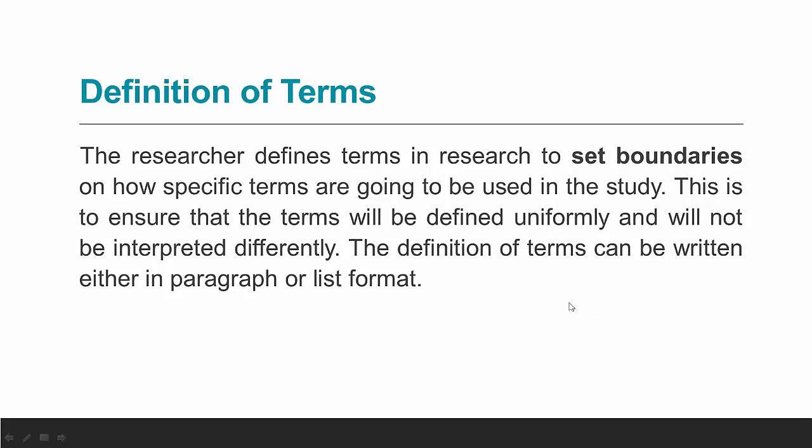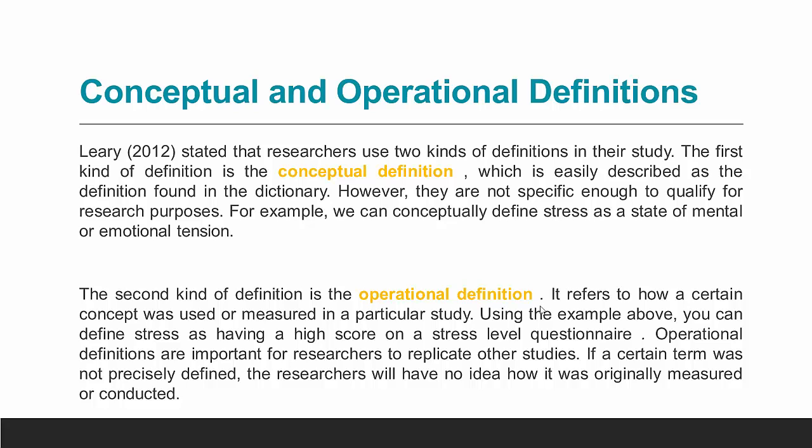So we have here the definition of terms. The researcher defines terms in research to set boundaries on how specific terms are going to be used in the study. This is to ensure that the terms will be defined uniformly and will not be interpreted differently. The definition of terms can be written either in paragraph or list format. So we have conceptual and operational definitions.